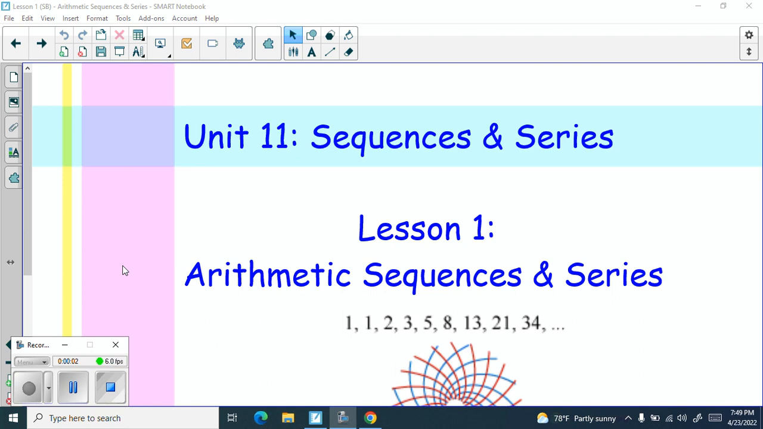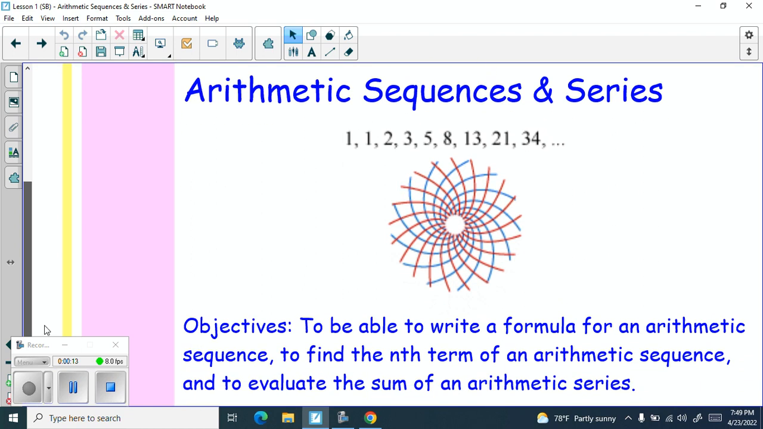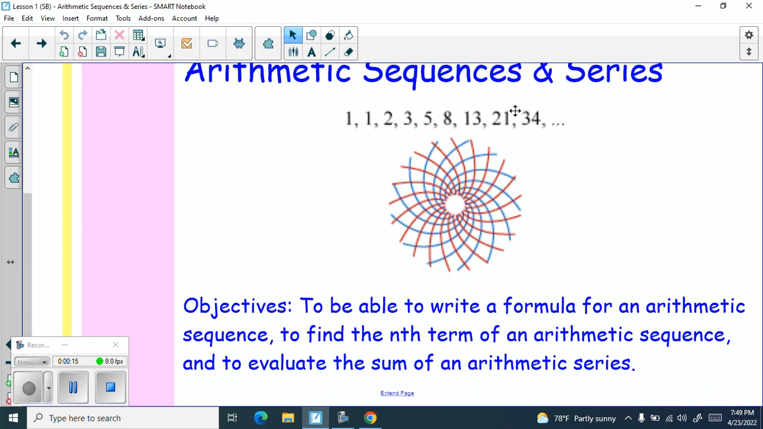Hey everyone, in today's lesson we're going to be looking at Unit 11 on sequences and series. This first lesson is on arithmetic sequences and series, and here's an example of a very famous arithmetic series at the top of this picture here. So our goal is to be able to write a formula for an arithmetic sequence, to find the nth term of an arithmetic sequence, and to evaluate the sum of an arithmetic series.